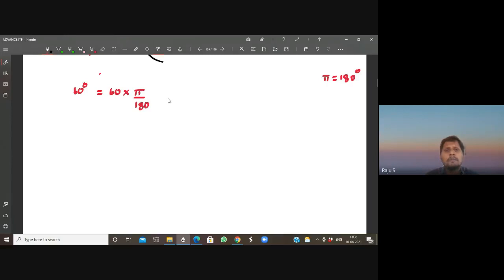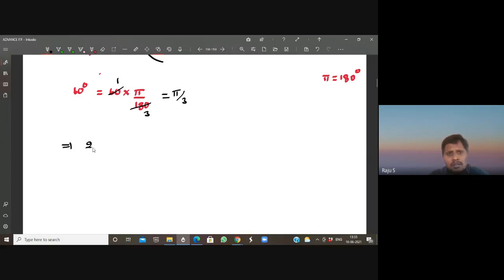But I want to represent it in radians, meaning degrees are given, and radians means we have to write in terms of pi. 60 by 180 is 1 by 3. Shall I write it is equal to pi by 3? Yes or no?